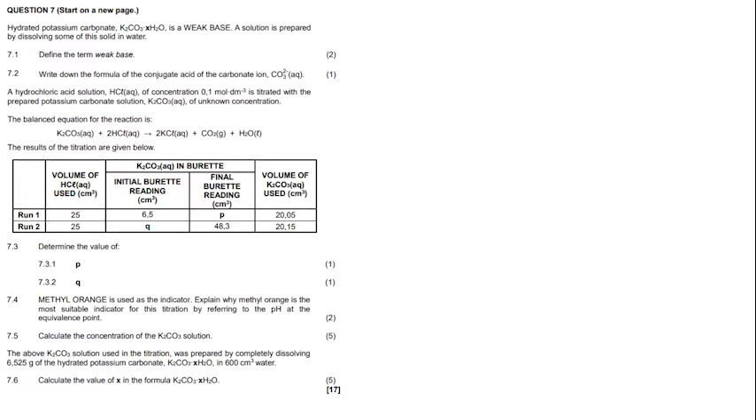Today we're going to be looking at a question on acids and bases. Hydrated potassium carbonate, this is the formula, is a weak base. A solution is prepared by dissolving some of the solid in water. Question 7.1. Define the term weak base. A weak base dissociates partially in water in order to form a low concentration of hydroxide ions.